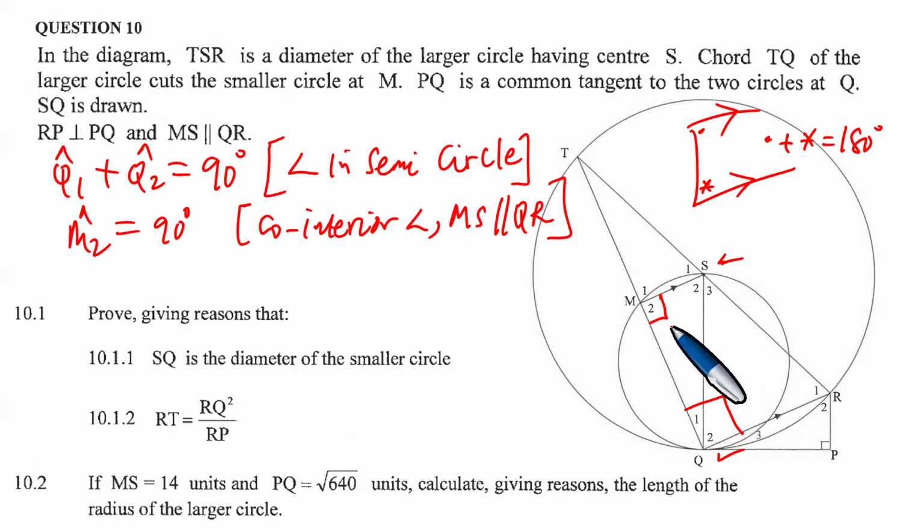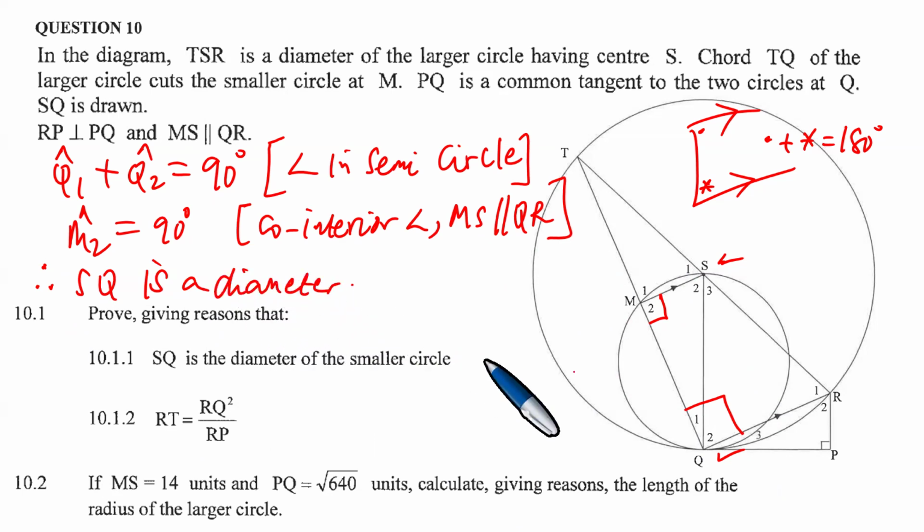Moreover, we have that M2 is actually 90 degrees there. But now it means that this SQ subtends an angle of 90 degrees at the circumference of the circle. Therefore, good students, SQ is a diameter. We have been able to show that SQ is the diameter because it subtends an angle of 90 degrees at the circumference of the circle there.